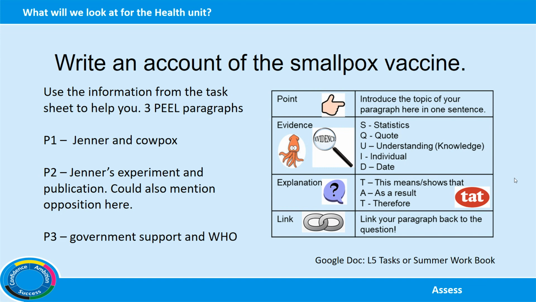So start off by telling us about Jenner and the cowpox. Your second paragraph should be on the experiment and the publication and his findings. You could also mention opposition here. And your final paragraph should look at the government support and the impact the vaccine had. You can use the information from the previous task, so the text, to help you with this. Make sure that you complete this on either the Google Doc or in your summer workbook.